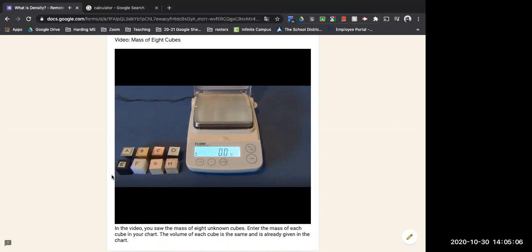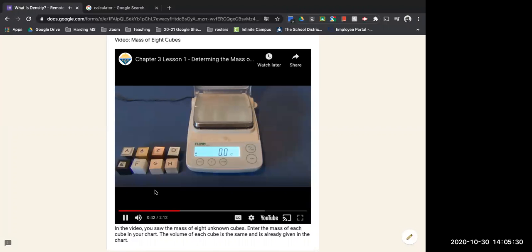We will use the electronic balance to determine the mass of each cube. I need you to get a piece of paper to write down the mass of each cube. Alternatively, you can open up a document in your computer and type up the masses. Right now is a good time to get a piece of paper or open a document and label it A through H and leave space to write the mass in grams of each cube. Pause your video.